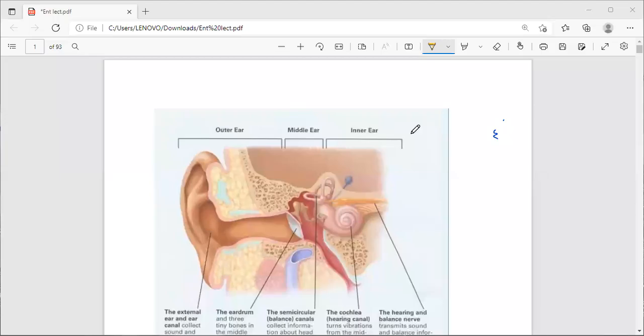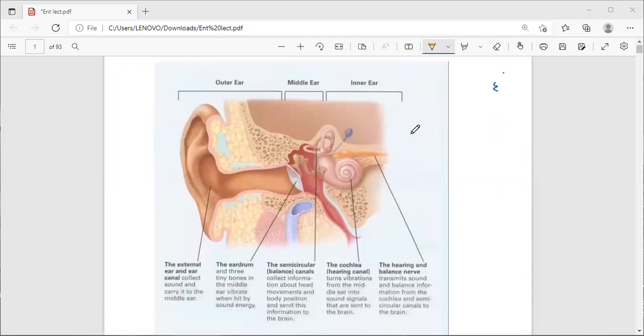Okay, so let's start from ENT. So we'll start from the structure of the ear. The ear consists of the outer ear, the middle ear, and the inner ear.